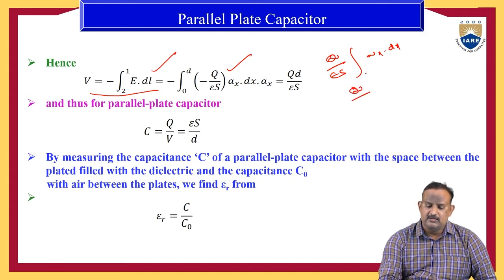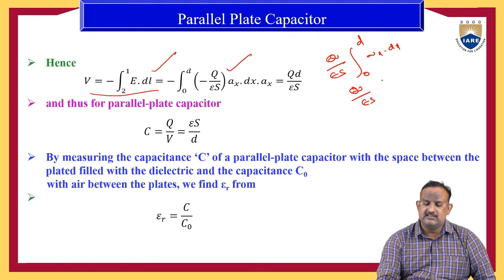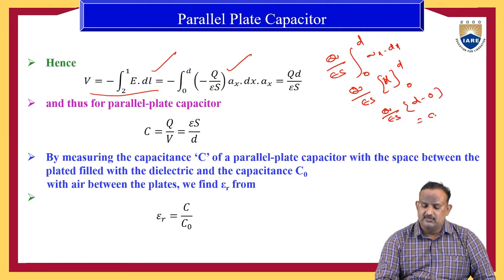Therefore it is Q by epsilon S into integral ax dx between the limits 0 to d, so Q by epsilon S into x between the limits d to 0. Therefore it is Q by epsilon S into d minus 0, which is Qd by epsilon S.